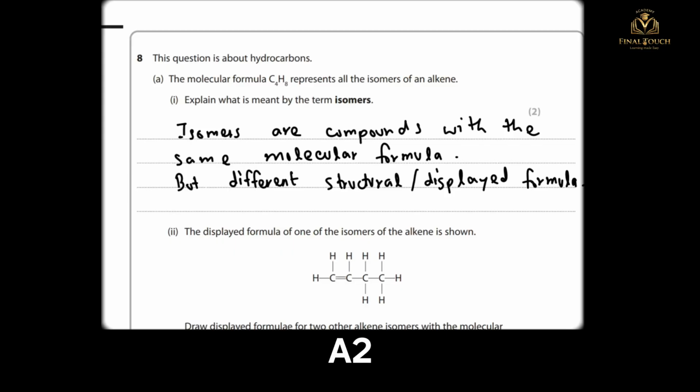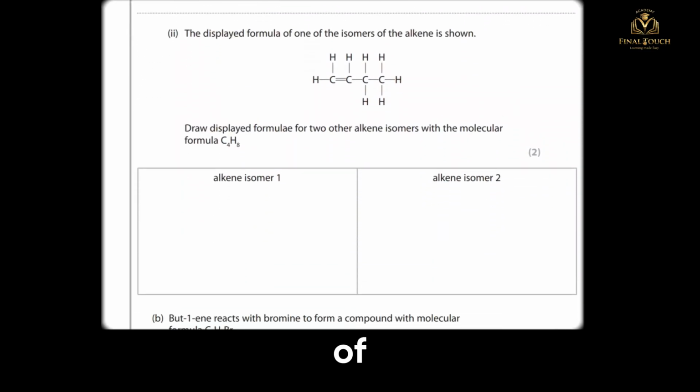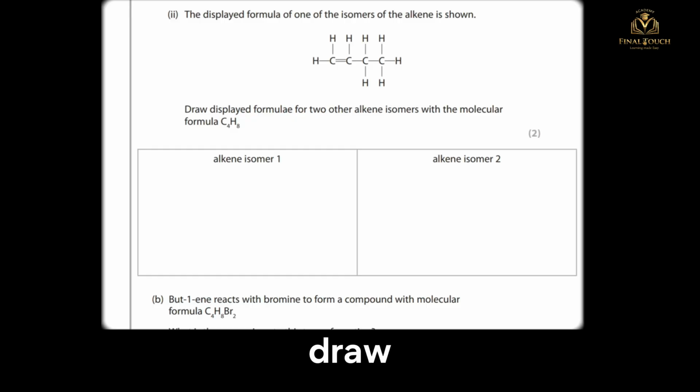Moving on to A2, the displayed formula of one of the isomers of the alkene is shown. Draw displayed formula for two other alkene isomers with the molecular formula C4H8. So the given one had a double bond in the first carbon, so we can just give a double bond in the second carbon. That would form our first isomer.